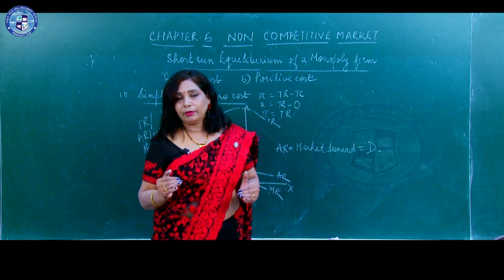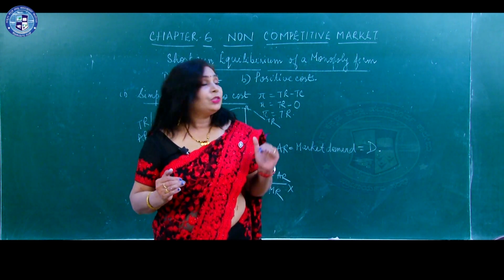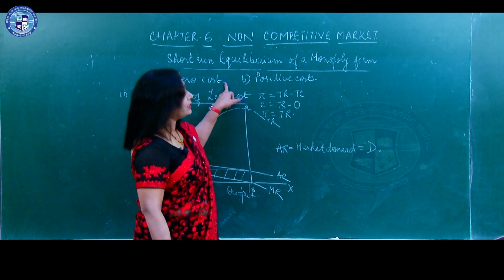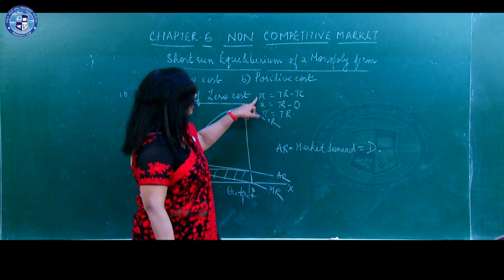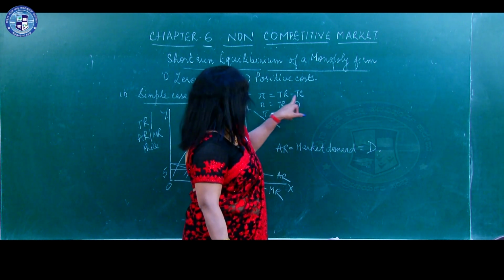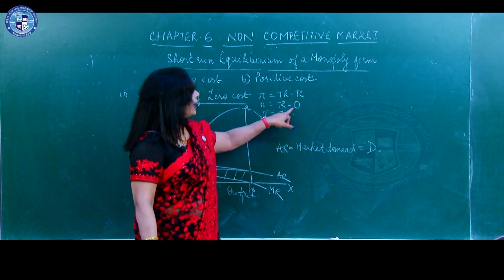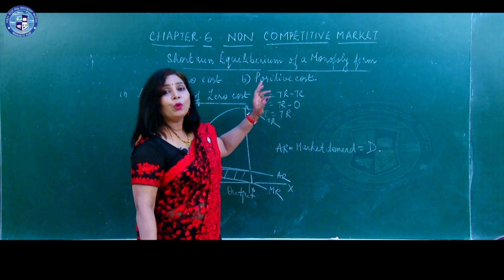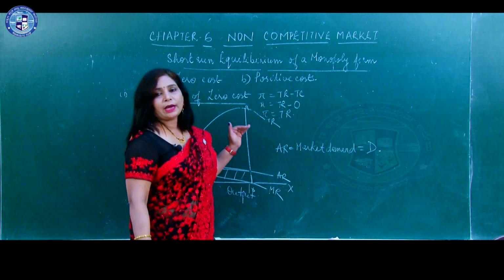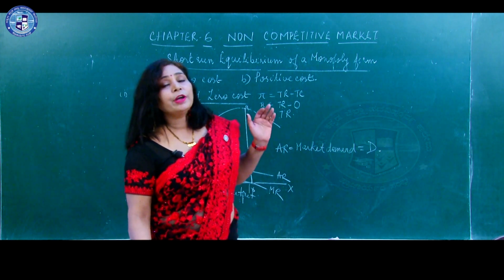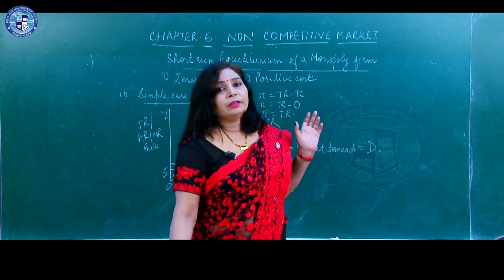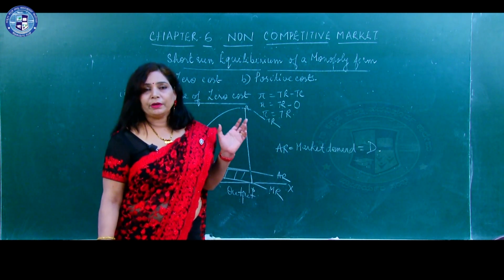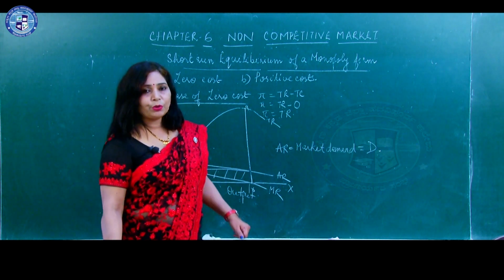Point to remember. What is the point to remember? Zero cost case. We are learning about a zero cost case. When the cost is 0, profit is equal to TR minus TC. Profit is equal to TR minus 0, cost is 0. So, profit is equal to total revenue. What is total revenue? Total revenue that he is getting is about 50 rupees by selling the 10 units of water to the people of that particular village. So, this is the case of zero cost.